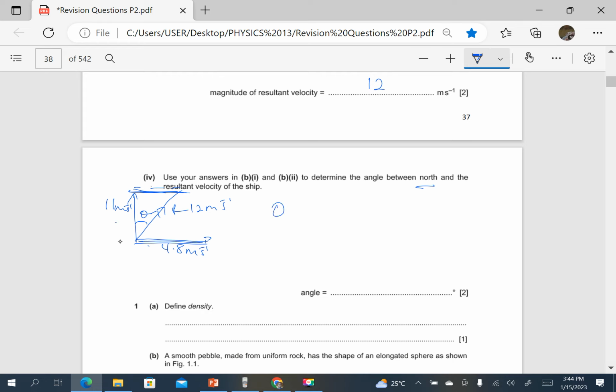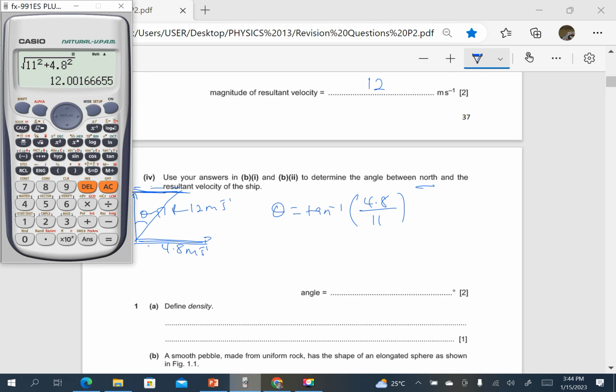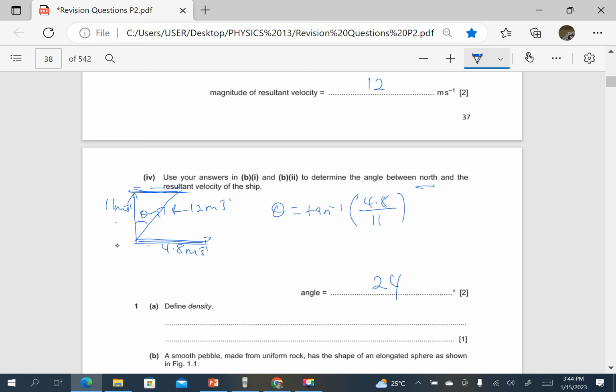So the angle theta is going to be the tan inverse of opposite, which is 4.8, over adjacent, which is 11. So I press my calculator. So shift tan inverse of 4.8 divided by 11. That is 23.5, which is approximately 24 degrees.